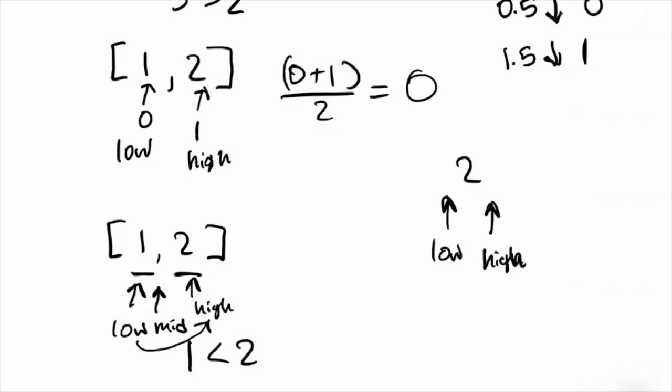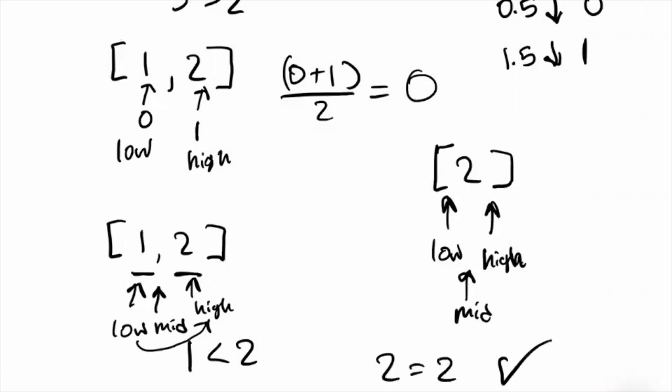And then we take the midpoint of just this array of 2. The midpoint of this array of 2 is just 2, so it's also a mid. Since it's also a midpoint, we compare 2 to 2. 2 equals 2, and binary search finishes and says it's found 2.